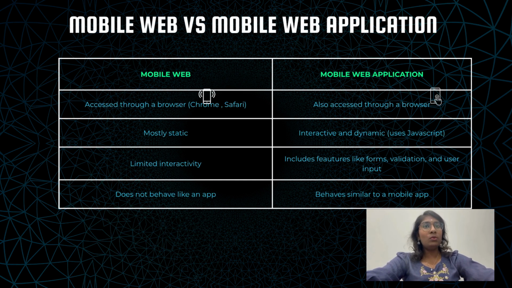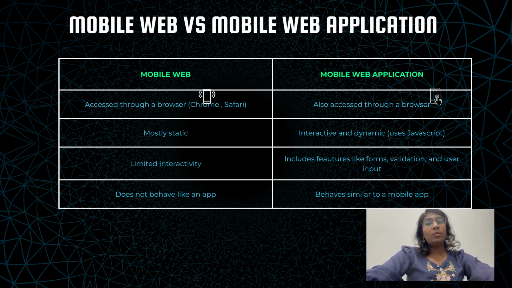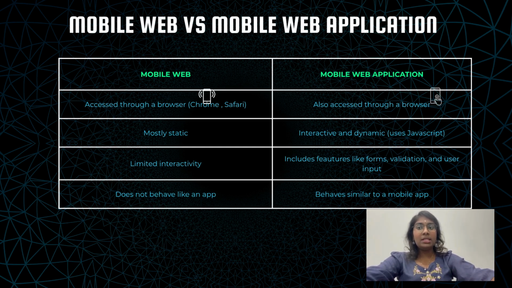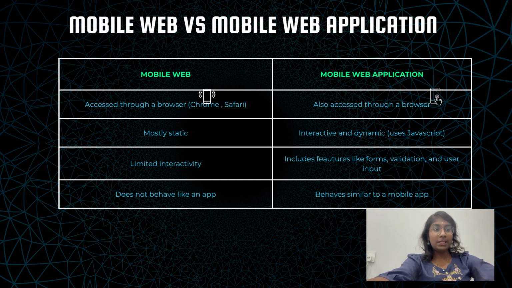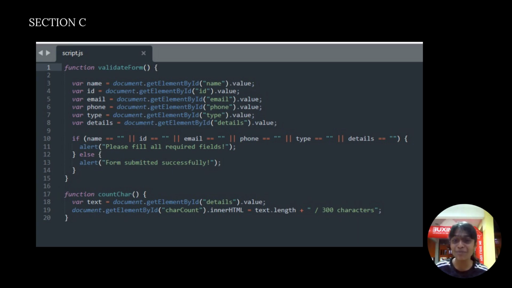Mobile web versus mobile web application. Mobile web is accessed through a browser, which is Chrome or Safari. A mobile web application is also accessed through a browser. Mobile web is mostly static and a mobile web application is interactive and dynamic. It uses JavaScript. Mobile web has limited interactivity, while a mobile web application includes features like forms, validation, and user input. Mobile web does not behave like an app, while a mobile web application behaves similar to a mobile app.